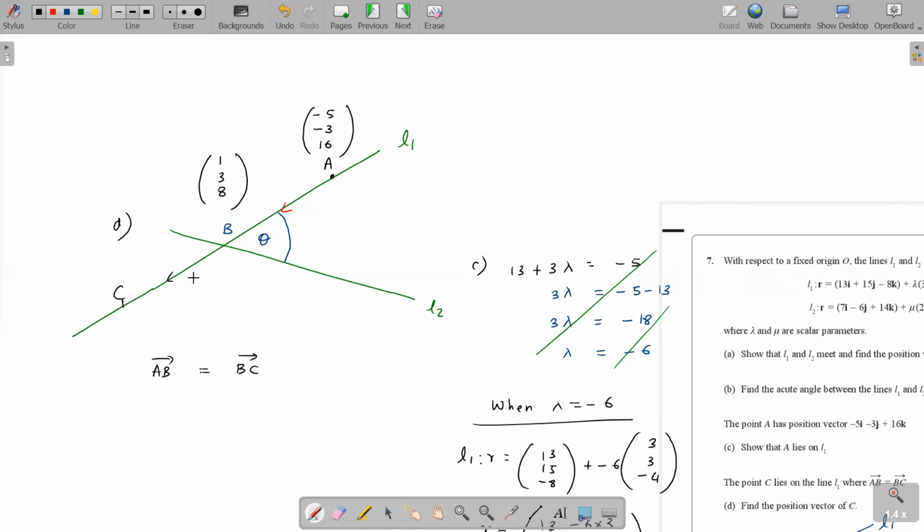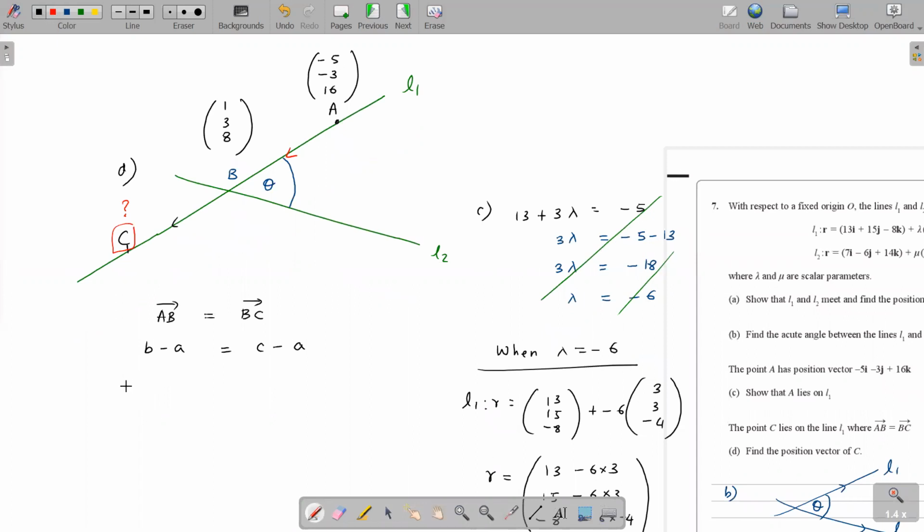Are you with me? So now what you need to do is get the position vector of C. So AB is B minus A. BC is C minus A. Okay, so here simple A, simple B, simple C are the position vectors. And right now what I need to do is find the position vector of C. This is the question mark. This is what we need to find. So how do I get the position vector of C? B minus A. So B is 138, minus A vector is -5 minus 3, 16 equals C. C vector is what I'm trying to find. C minus A is -5 minus 3, 16. Do you agree with me?